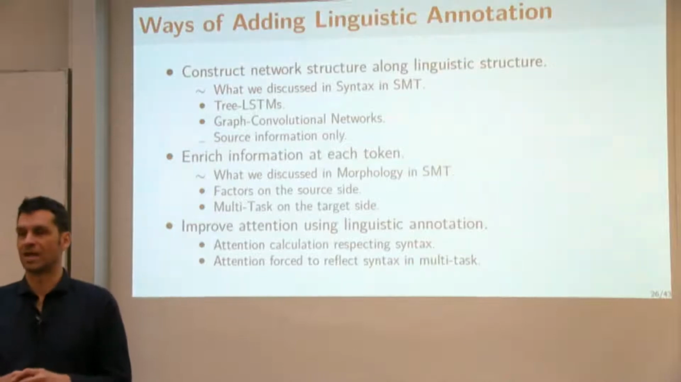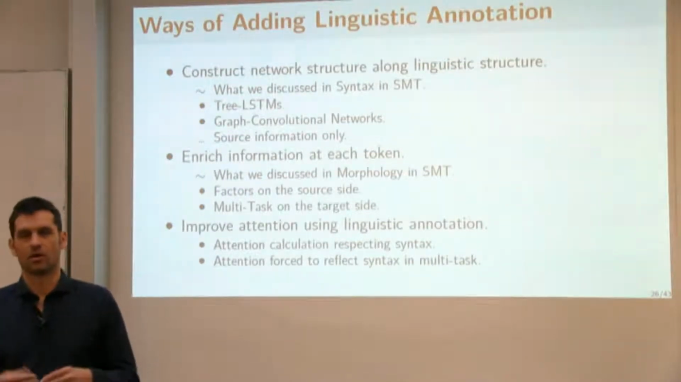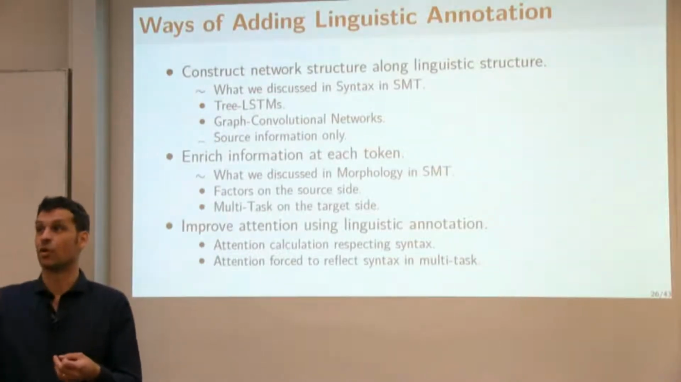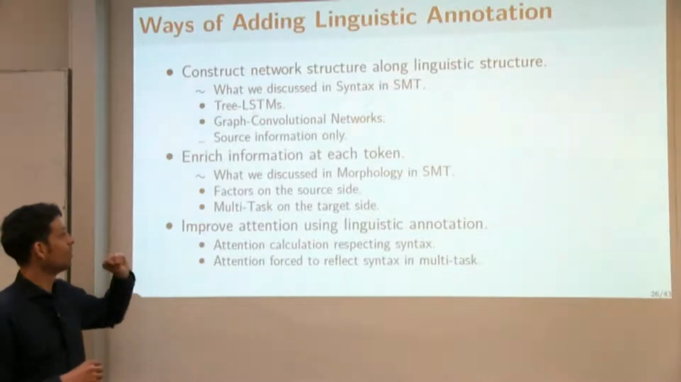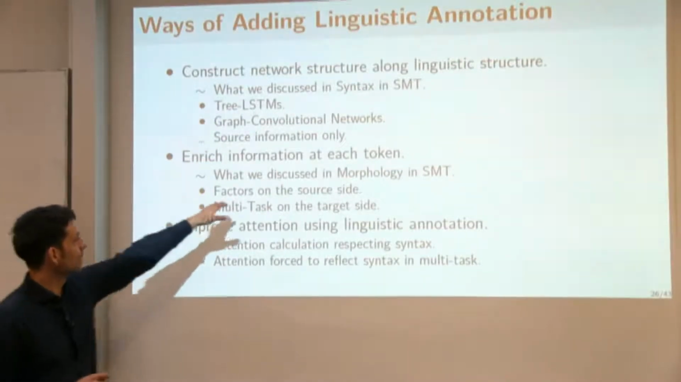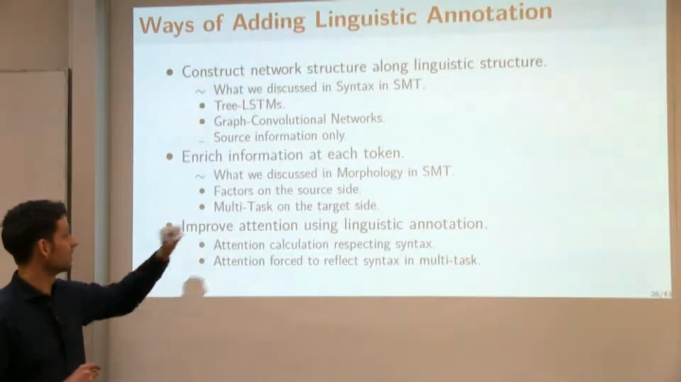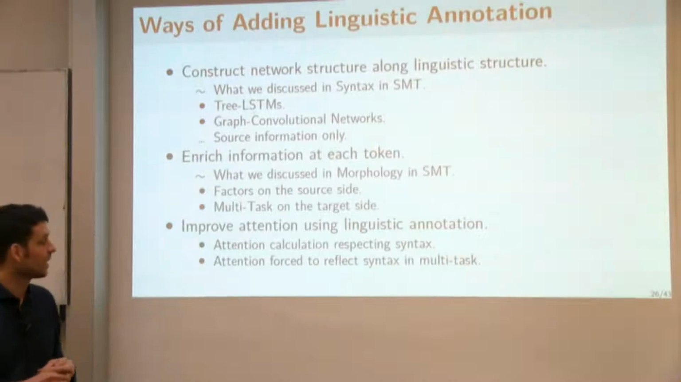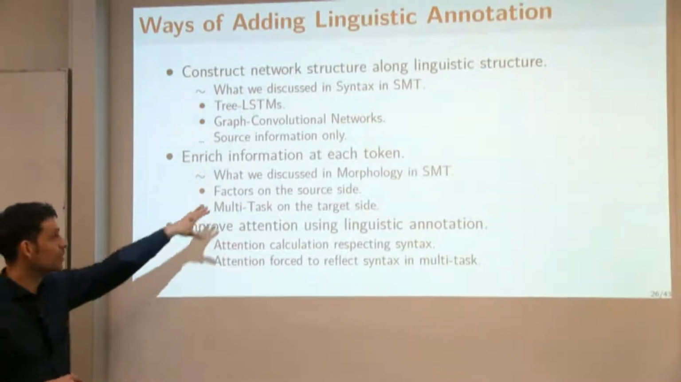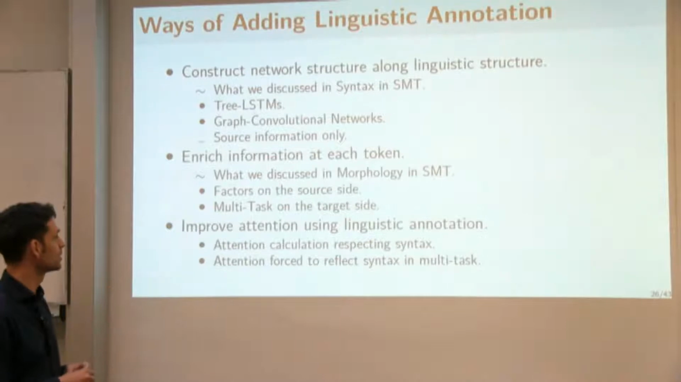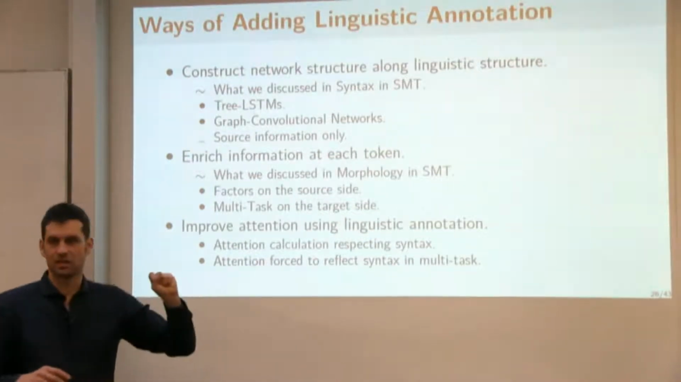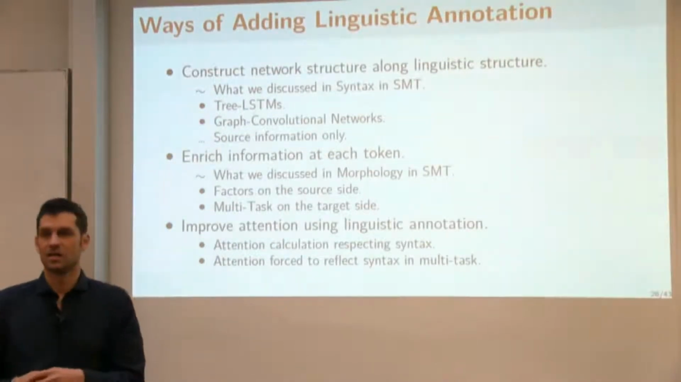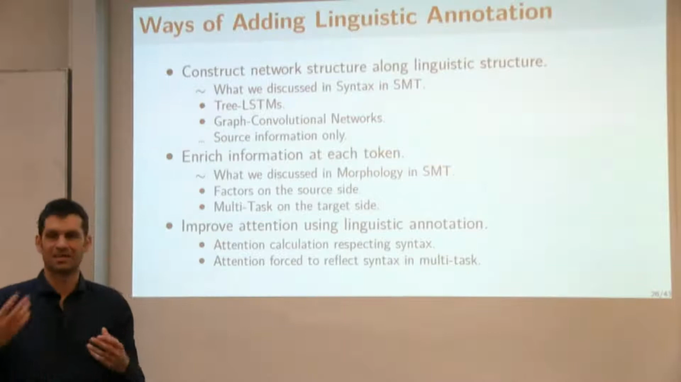Another option for how to add this explicit information, syntactic or morphological or any other, is to put this information on every token. So we'll discuss how that can be done. And this is kind of similar to what we have done in morphology in statistical machine translation in one of the previous lectures. So it will be factors, like factors of words, and that is the way to put them on the source side of the NMT system. And on the target side, in some way, you have to rely on the multitasking mechanism.